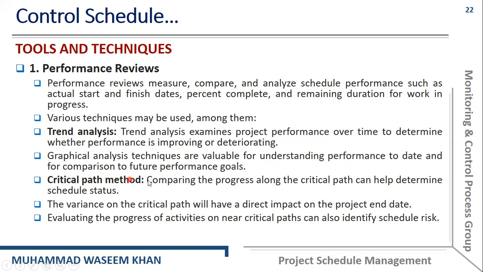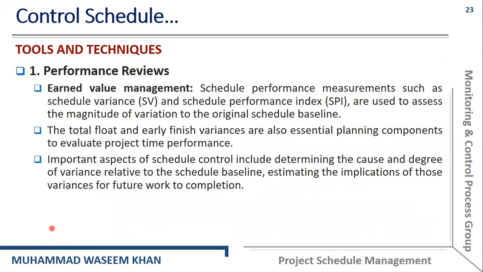The critical path method is something that we have discussed. It is used to compare the progress along the critical path, and can help determine the schedule status. The variance on the critical path will have a direct impact on the project end date. So these are some of the basic things, I think I don't need to explain them here.